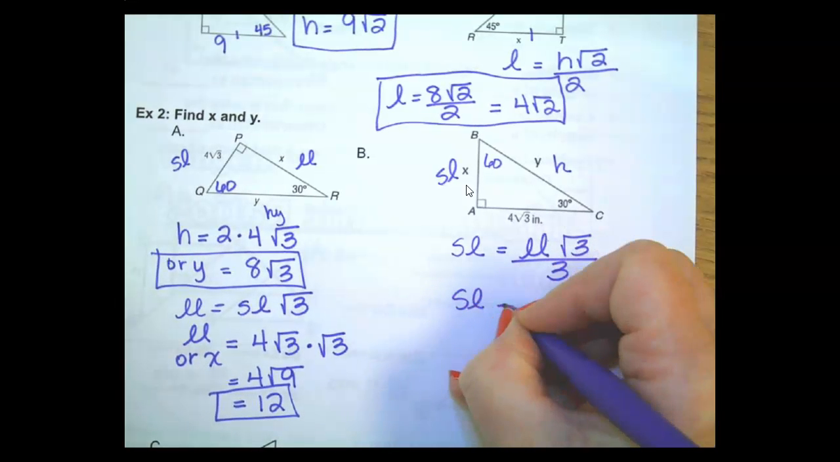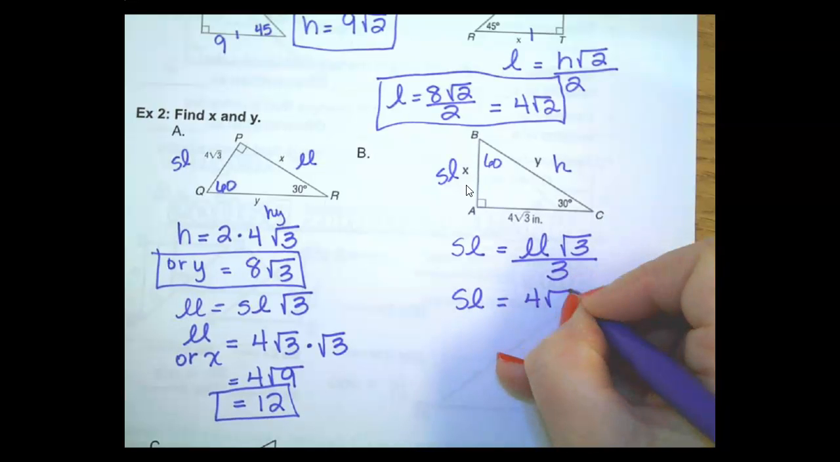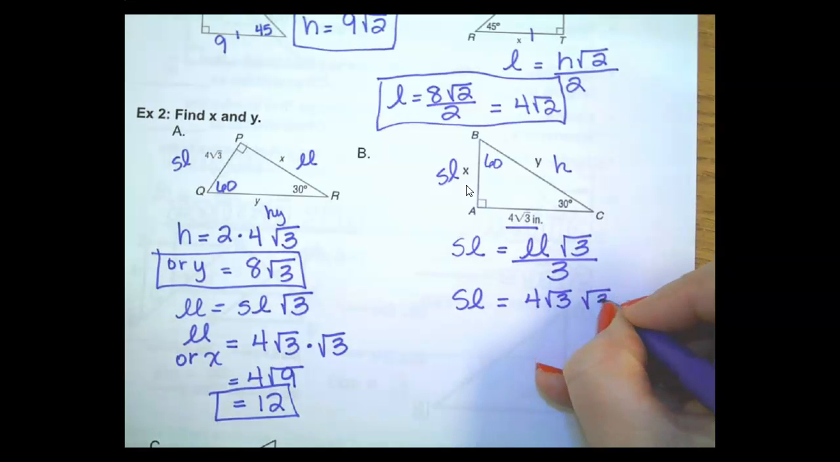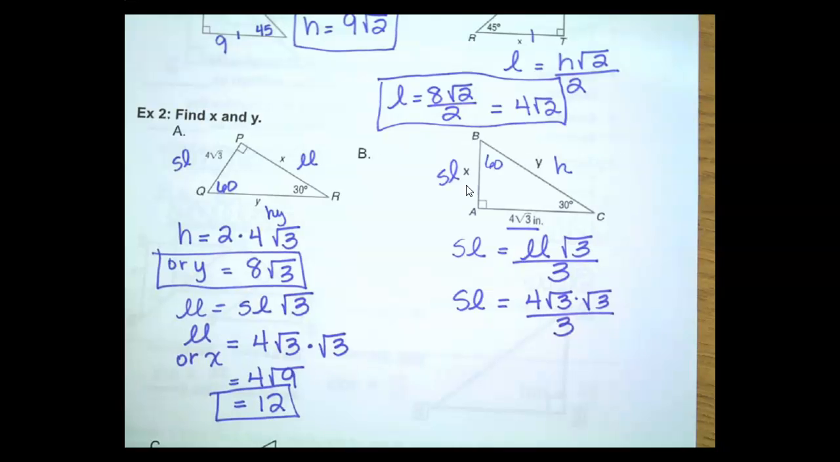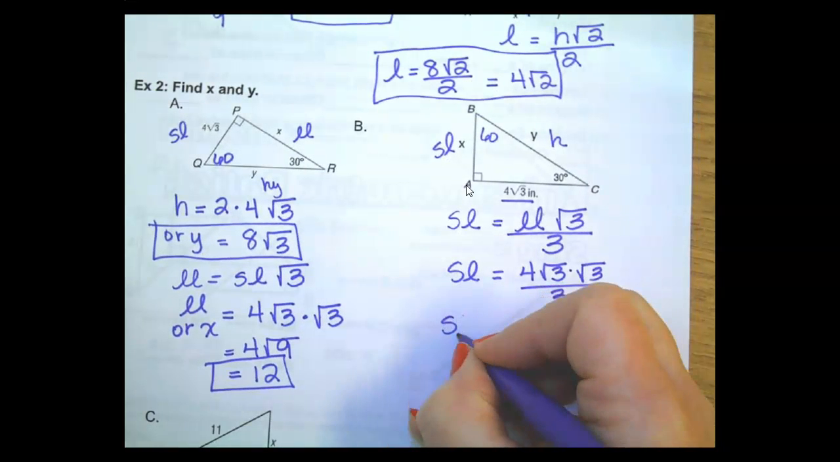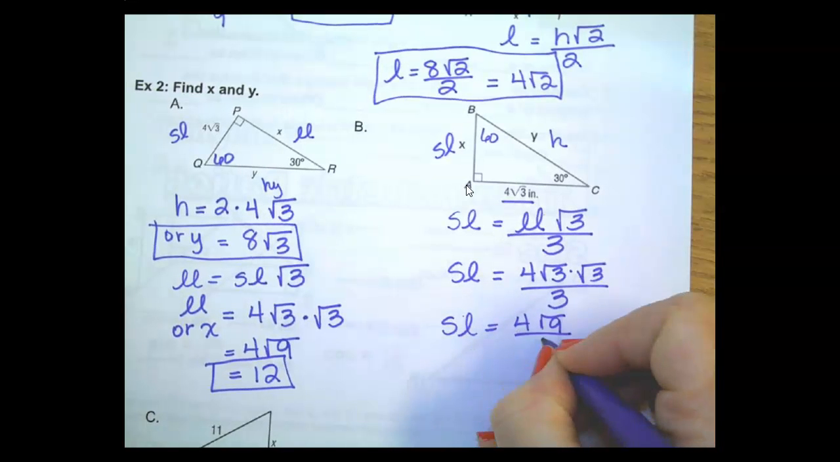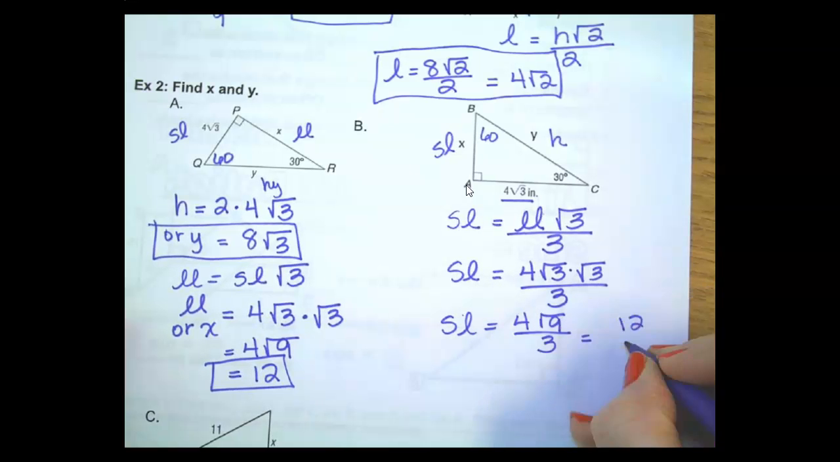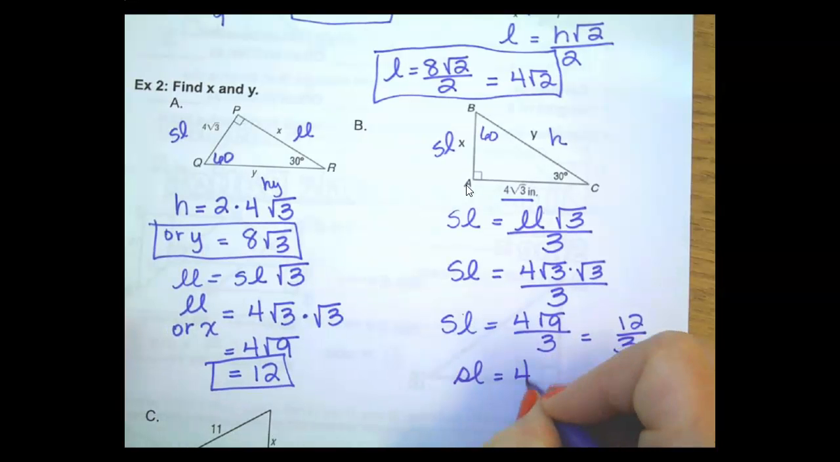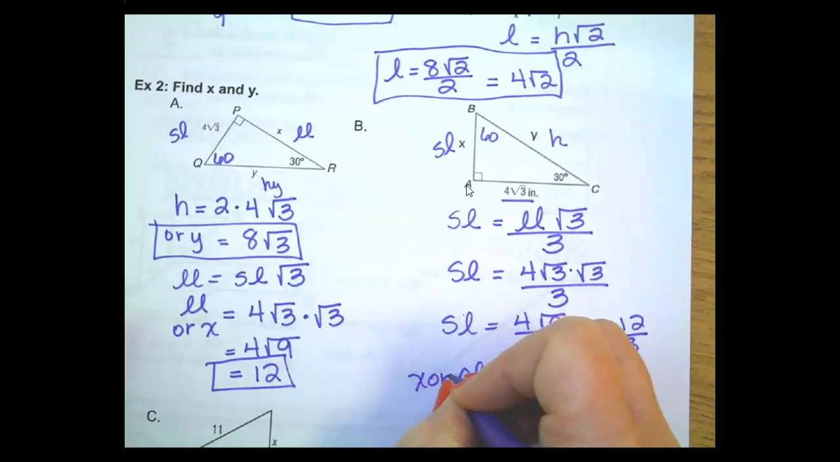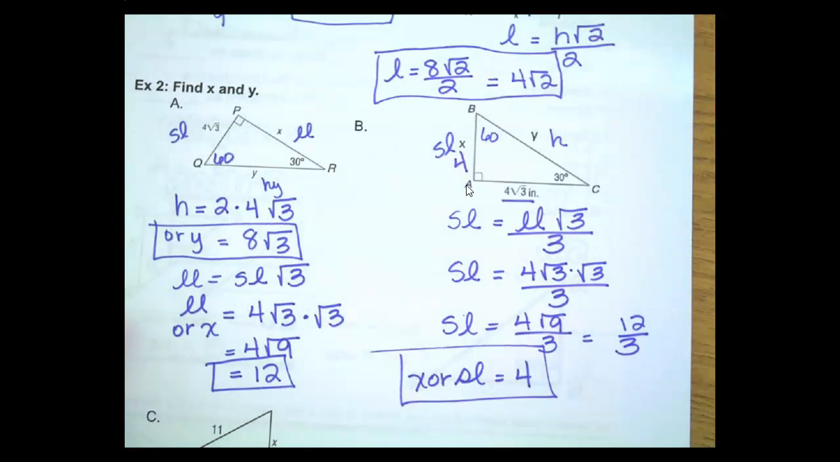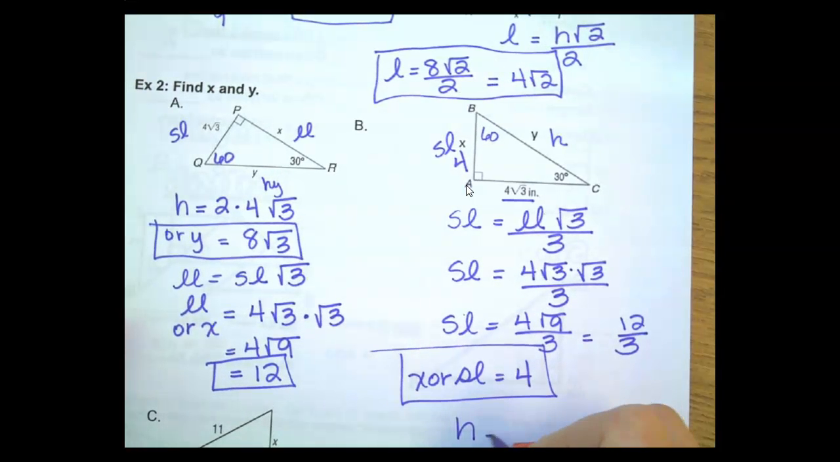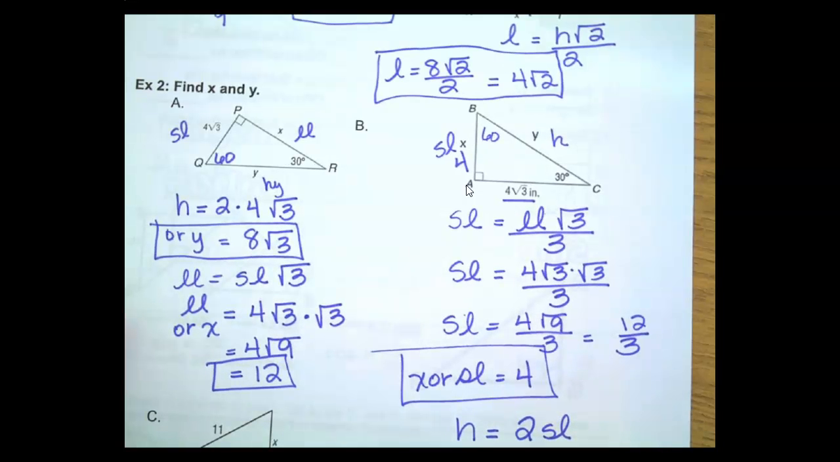So my short leg is equal, what's my long leg? 4 times the square root of 3, right here, times the square root of 3 divided by 3. Let's scoot down. So my short leg is equal to 4 times the square root of 9 over 3, which is equal to 12 divided by 3. Square root of 9 is 3. 3 times 4 is 12, divided by 3. So my short leg is equal to 4, which is my x. So he's 4. Now we can find that hypotenuse. So my hypotenuse is equal to 2 times my short leg. And it's my y or h.